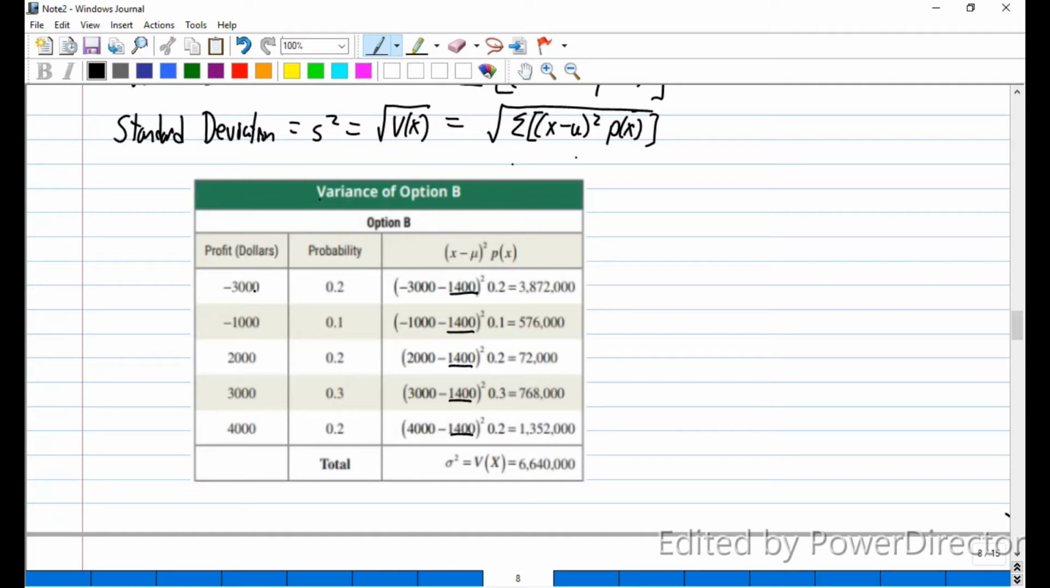But they did that for each x value. All these are your x values. They multiplied it times the probabilities. They did all this calculation, they summed it up, and there's the variance. So then if you want the standard deviation, what do we have to do? And I put s squared up here. I meant to put s. I'm sorry. Because s squared still means variance, right?